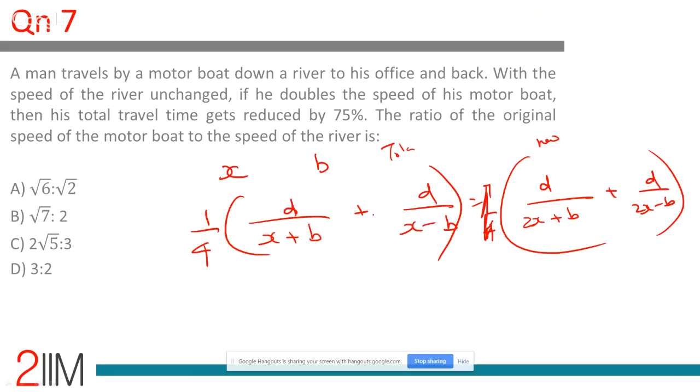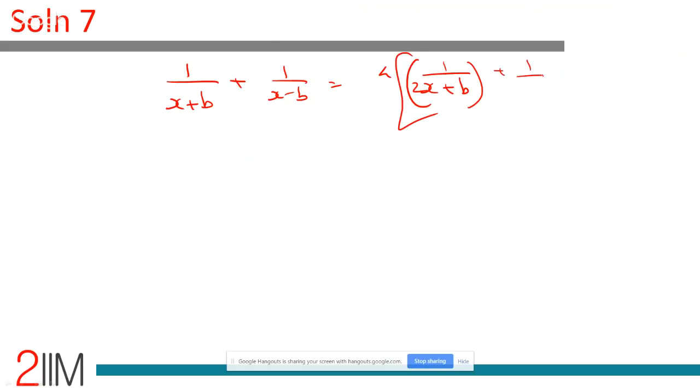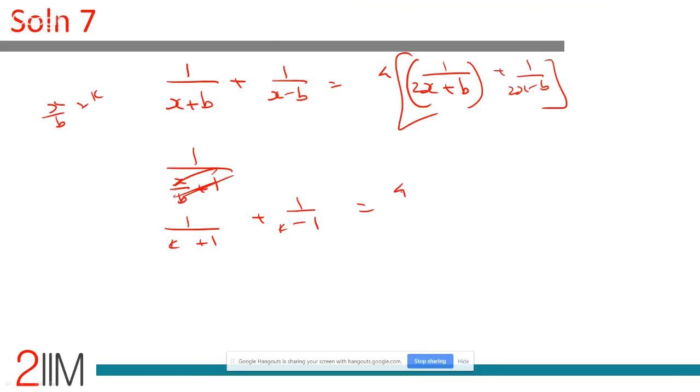The ratio of original speed of motorboat to speed of the river: you're looking to find X by B. And I'm going to write this down in the next slide. I cluttered this too much. So 1 by X, D completely disappears. 1 by X plus B plus 1 by X minus B is 4 times 1 by 2X plus B plus 1 by 2X minus B. Let me do something. I divide throughout by B and call X by B equal to K. 1 by K plus 1 plus 1 by K minus 1 equals 4 times 1 by 2K plus 1 plus 1 by 2K minus 1.